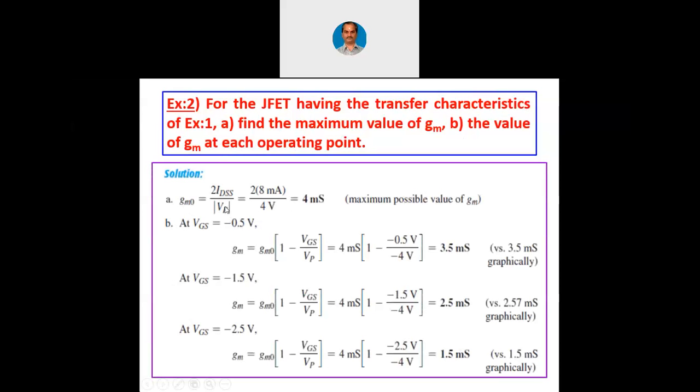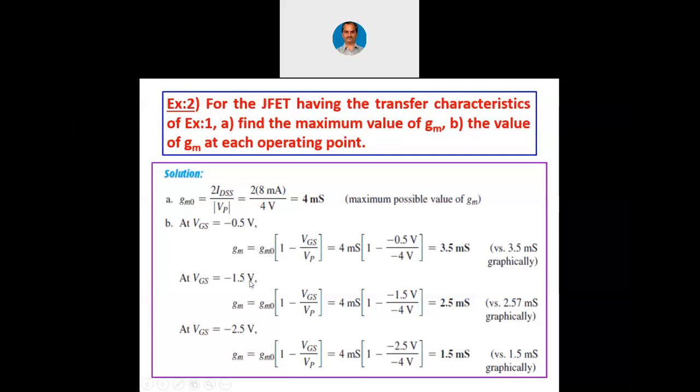GM0 itself is the maximum possible value of GM, that is 2 IDSS by Vp, that is 2 into 8 milliampere by 4 volts, that is 4 millisiemens. At VGS equals minus 0.5 volts, we can substitute the value in this equation, GM equals GM0 into 1 minus VGS by Vp. Substituting VGS as minus 0.5 volts, you will get 3.5 millisiemens. In graphical form also we got it approximately the same. But in the graphical form there can be errors. The mathematical form is much more accurate, as you already know.